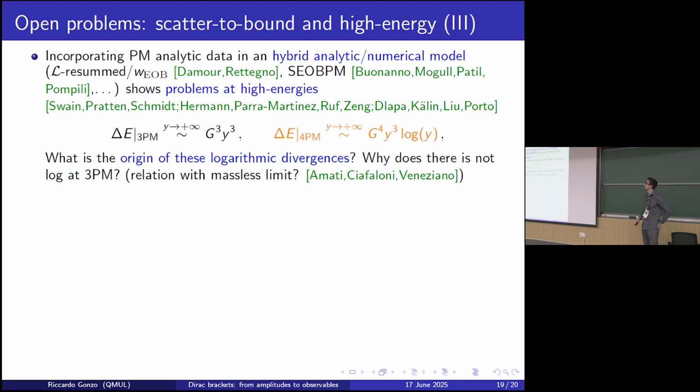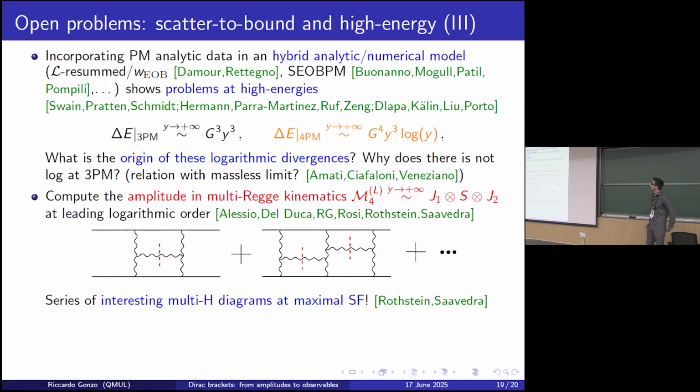Something I want to mention recently. So there are some models for the resummation. Some of them, whatever, doesn't matter, like for the SOB PM raise here in the audience. And these are problems at high energies. We know the high energy problem is a puzzle. So at 3PM, you get some proportional rapidity, a factor of 3. And if you go to very large energy for the 4PM, you get gamma cubed log gamma. And it's very important to understand the origin of these logarithmic divergences, the relation with the massless limit.